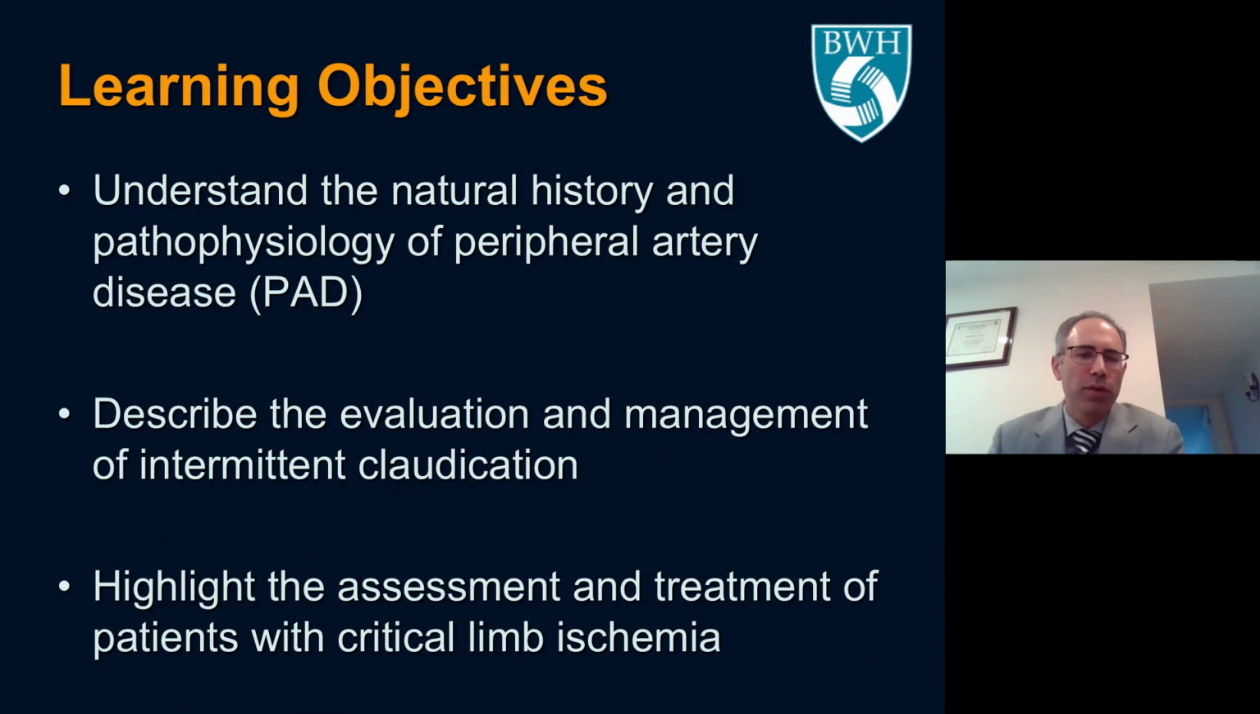And so what I want to do over the next probably 35 minutes or so, so that I can leave some time for questions, is help us to understand the natural history and pathophysiology of peripheral artery disease, focus in on the evaluation and management of intermittent claudication, and then highlight the assessment and treatment of patients with something called critical limb ischemia, which we'll go over. And in the midst of all this, we'll talk a bit about carotid and aortic disease.